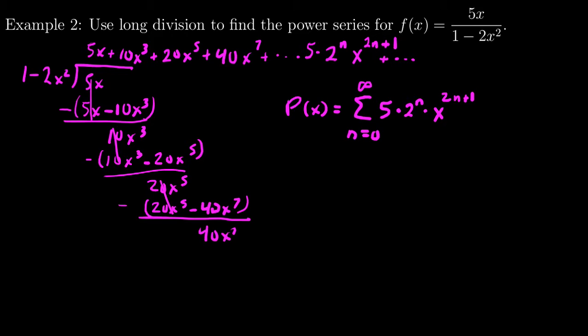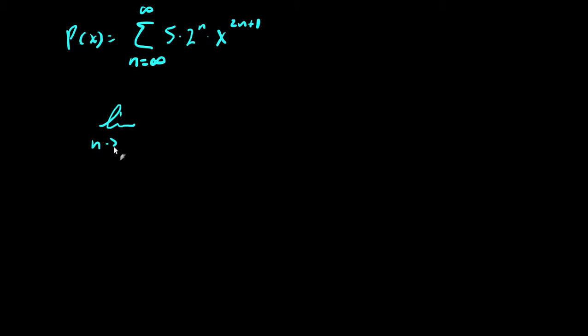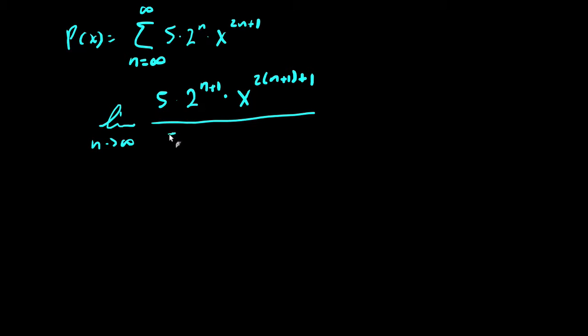Now, let me consider the interval of convergence for this, which is going to be a little bit weirder. So I have p of x equals the sum as n goes from 0 to infinity of 5 times 2 to the n times x to the 2n plus 1. And I'll do the limit test. So limit as n approaches infinity of the n plus first term, so 5 times 2 to the n plus 1 times x to the 2n plus 1 plus 1 all over 5 times 2 to the n times x to the 2n plus 1.